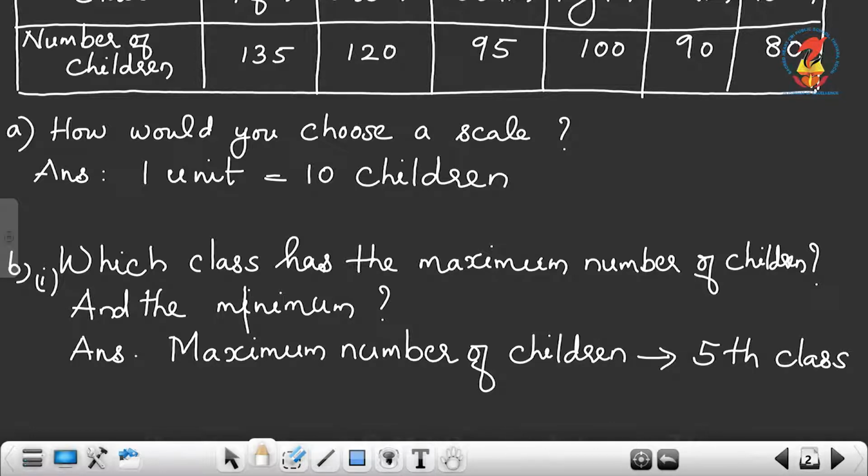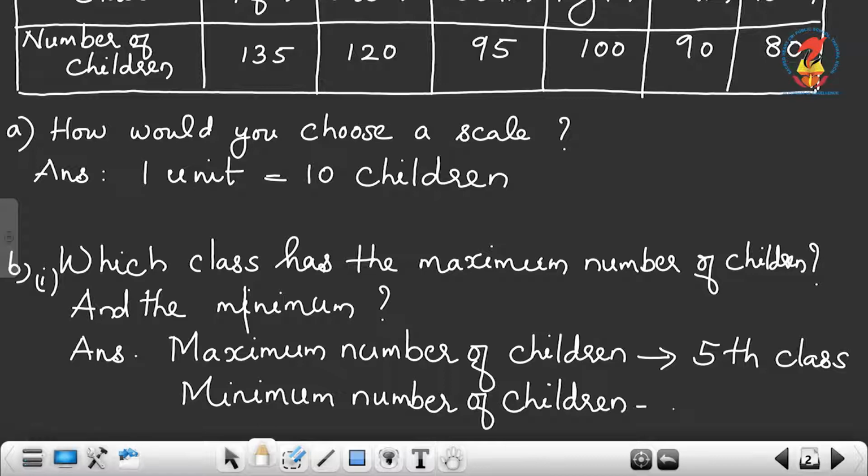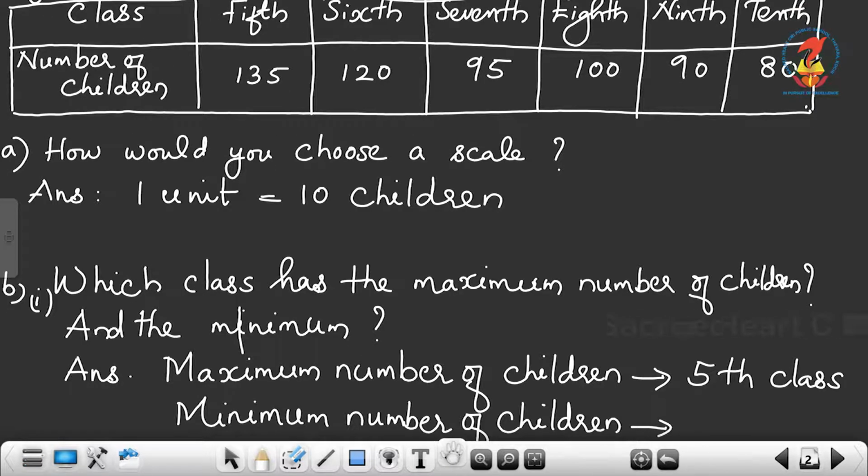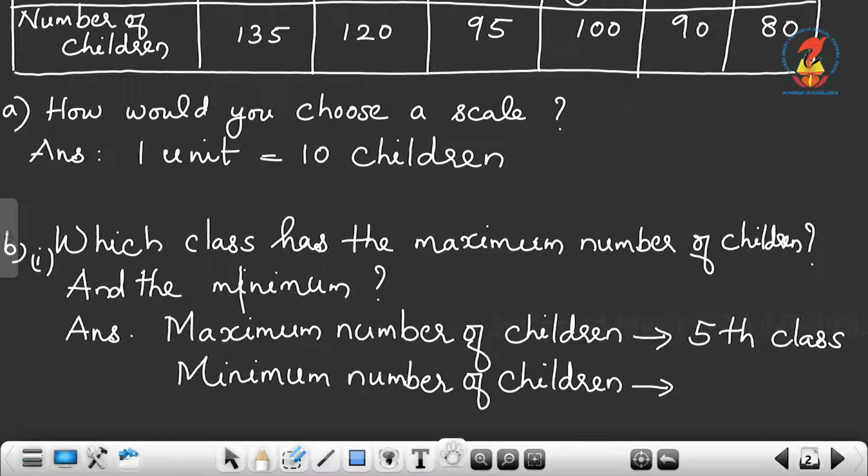In the 5th class, or 5th standard, you have the maximum number of children. And the minimum number of children, in which class? The minimum value. The smallest value out of this is 80, and 80 is in which class? 10th. So we can say that the minimum number of children is in the 10th class.